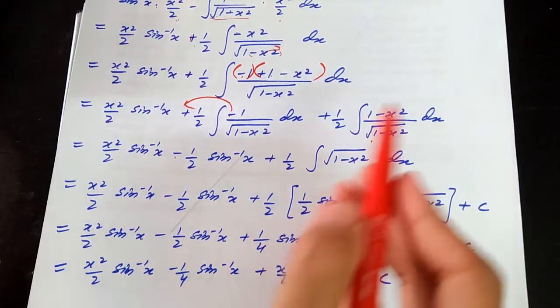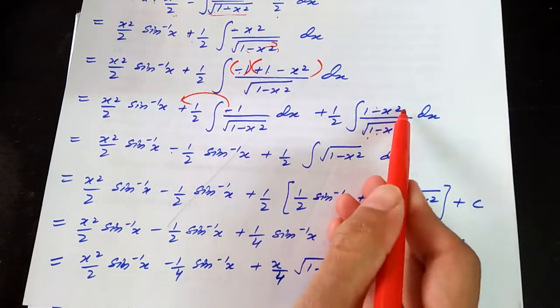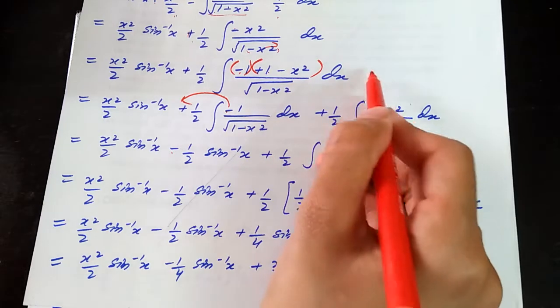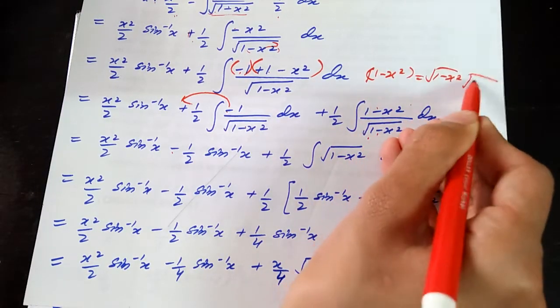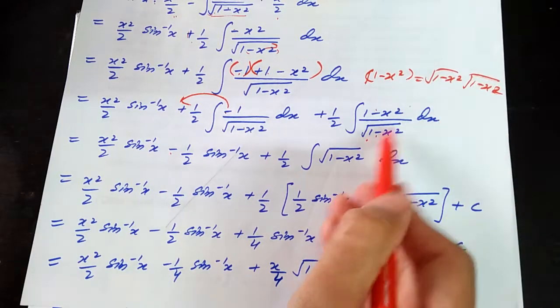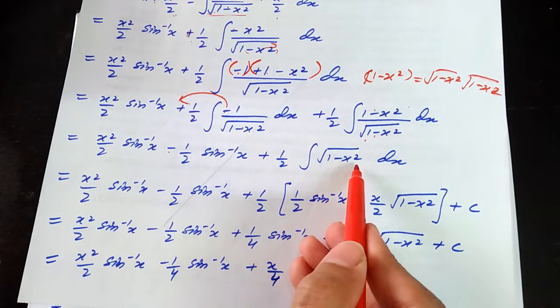And this is the same thing, 1 minus x square. This is 1 minus x square. That can be written as 1 minus x square into 1 minus x square. 1 under root will be cancelled with this. We will be left with the integration of 1 minus x square.